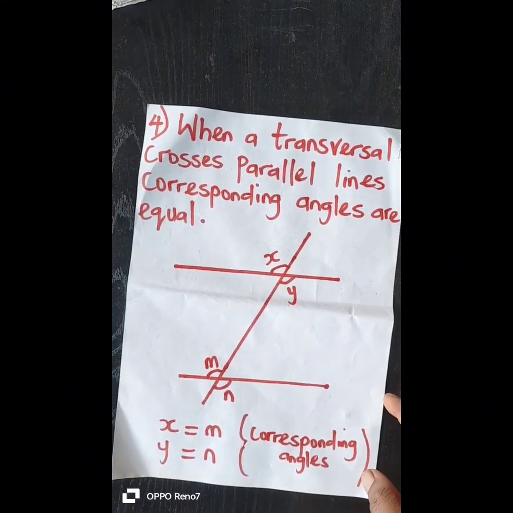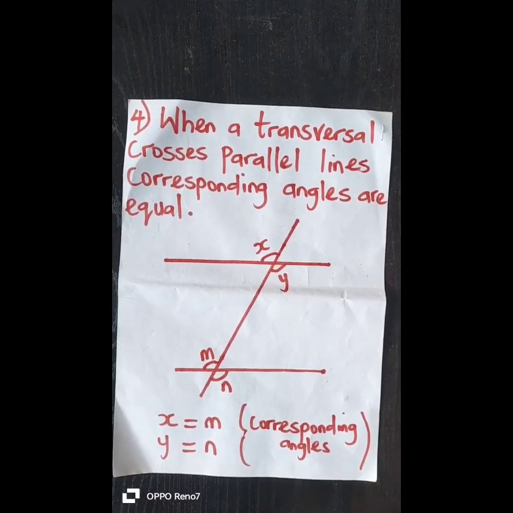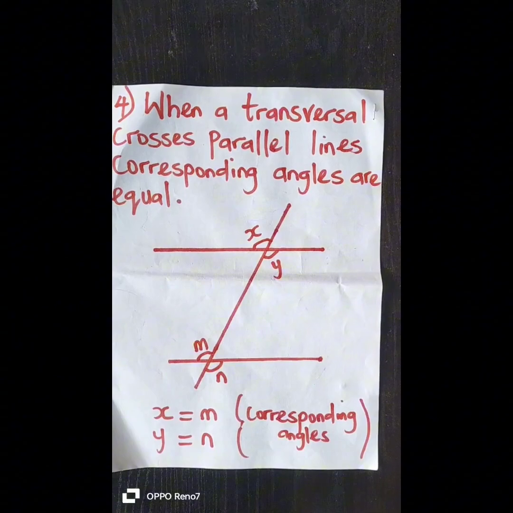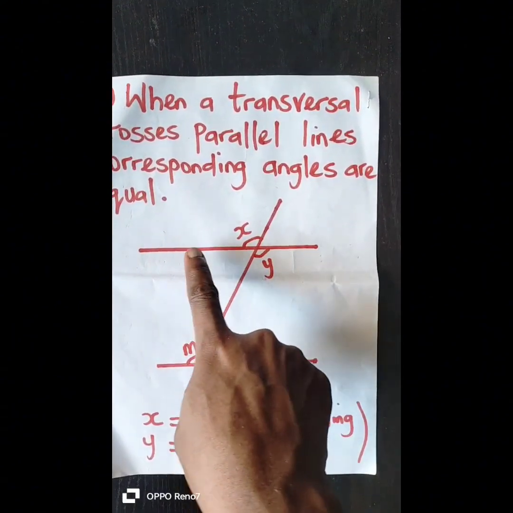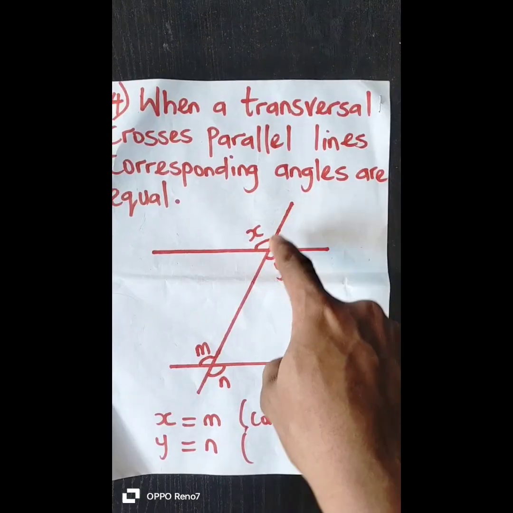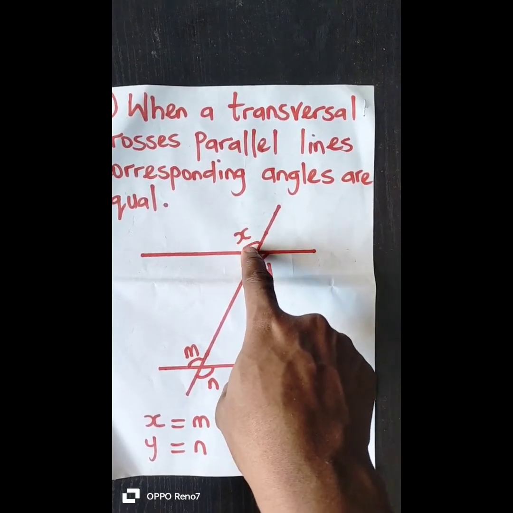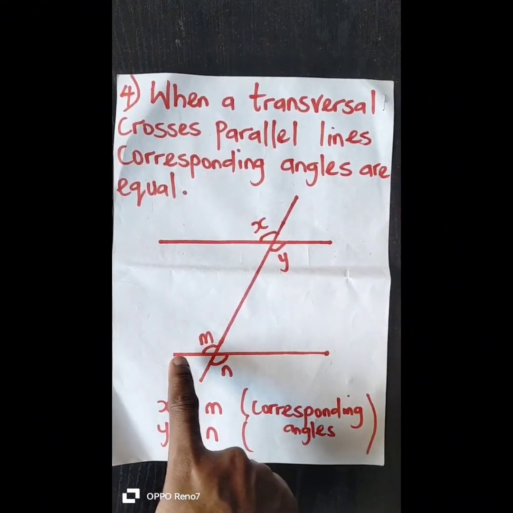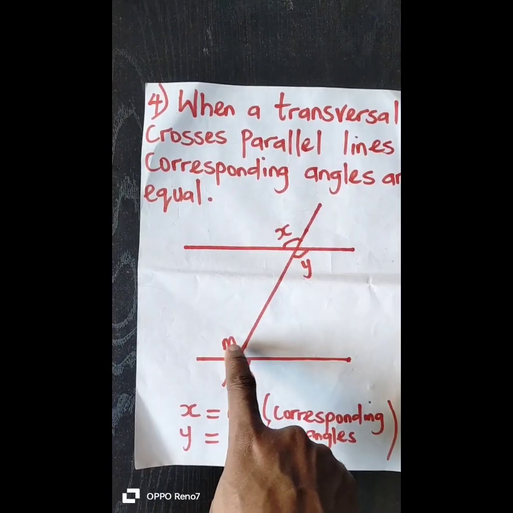What are corresponding angles? They are pairs of angles in the same relative position at each intersection where a straight line or a transversal crosses two or more lines. Now this is a straight line and this is where they intersect. The angle that forms here is X, and if you look at the other side too, a straight line and a straight line, it also intersects at M, and this is angle M.